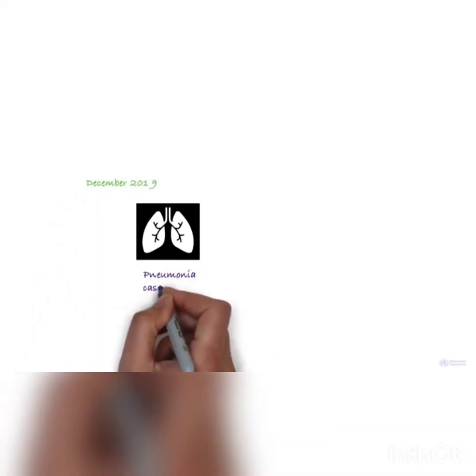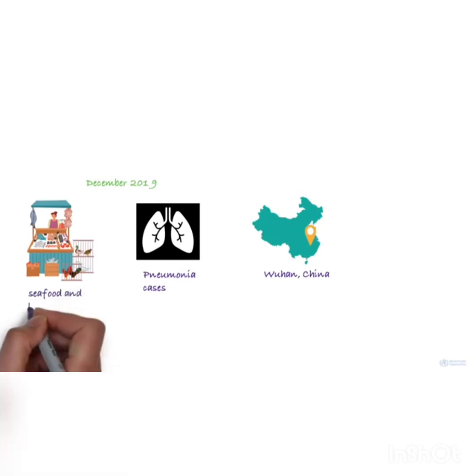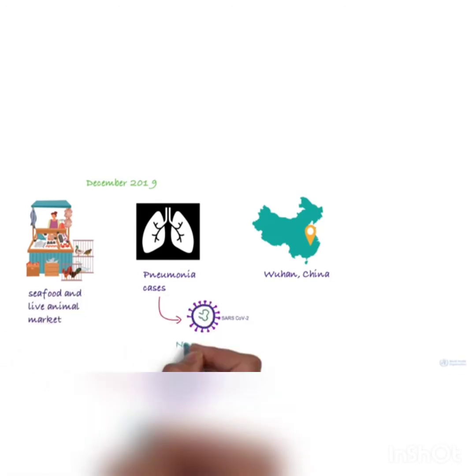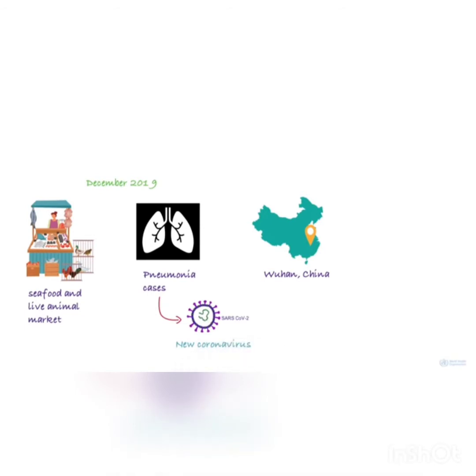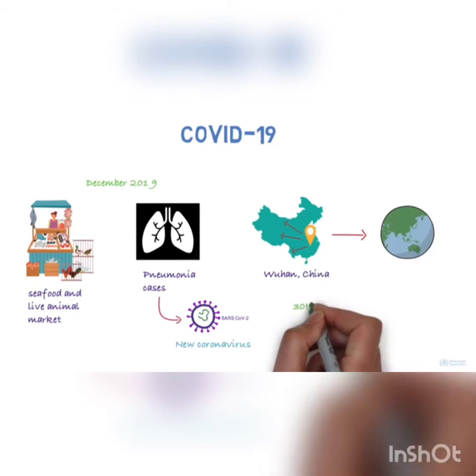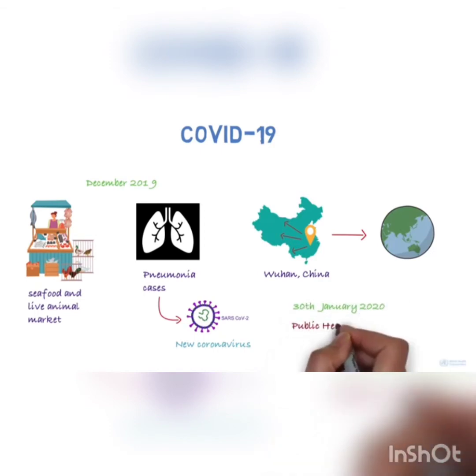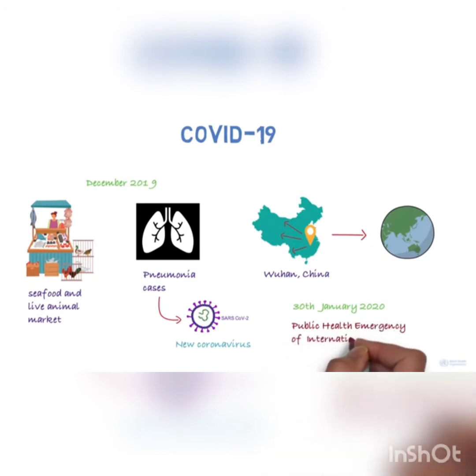In December 2019, there was a cluster of pneumonia cases in the city of Wuhan in China. Some of the early cases had reported visiting or working in a seafood and live animal market in Wuhan. Investigations found that the disease was caused by a newly discovered coronavirus. The disease was subsequently named COVID-19. COVID-19 spread within China and to the rest of the world. On 30 January 2020, the World Health Organization declared the outbreak a public health emergency of international concern.